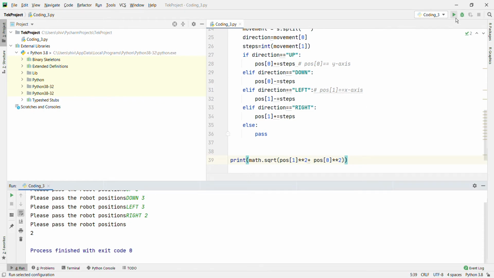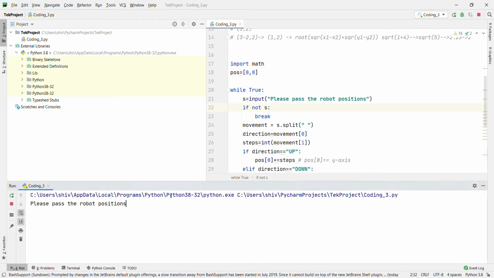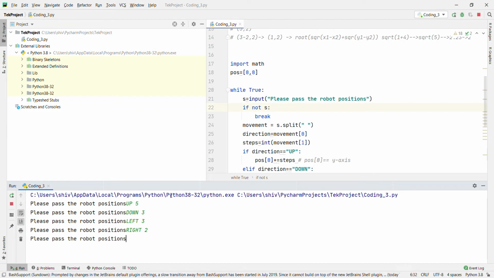Let's run once again. The value up 5, down 3, left 3, right 2, and then we are not passing any.